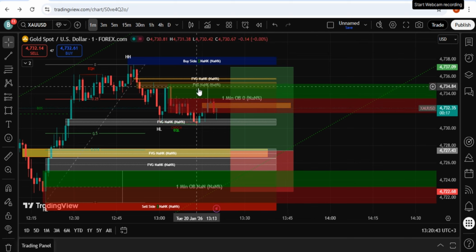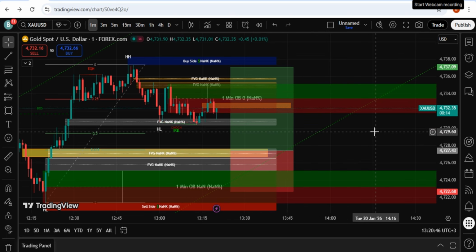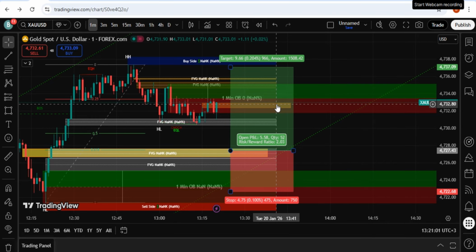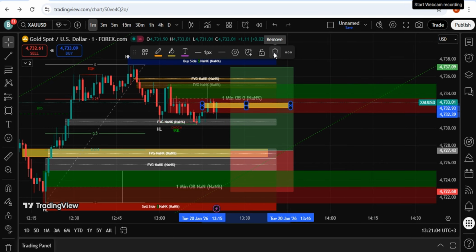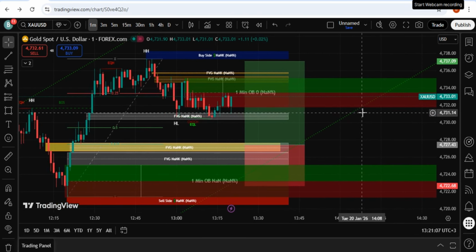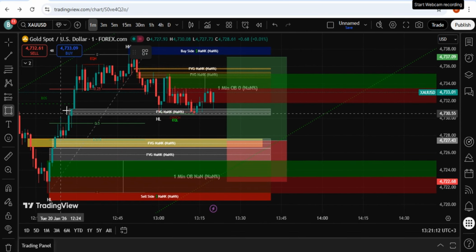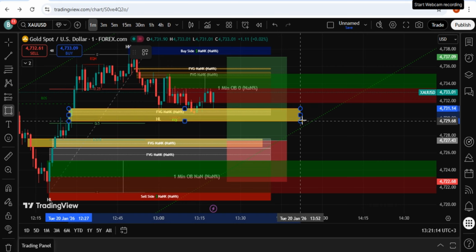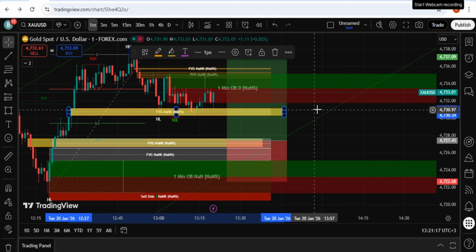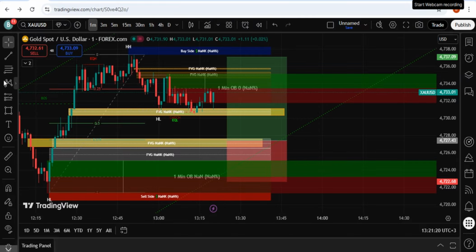We have seen this 1 minute OB that is resting there. So let's see. It has been disrespected, so we don't consider this for a bearish setup. So that's how we check. I was marking this FVG that is shown here. Then I want to see how the market will strike through this FVG.